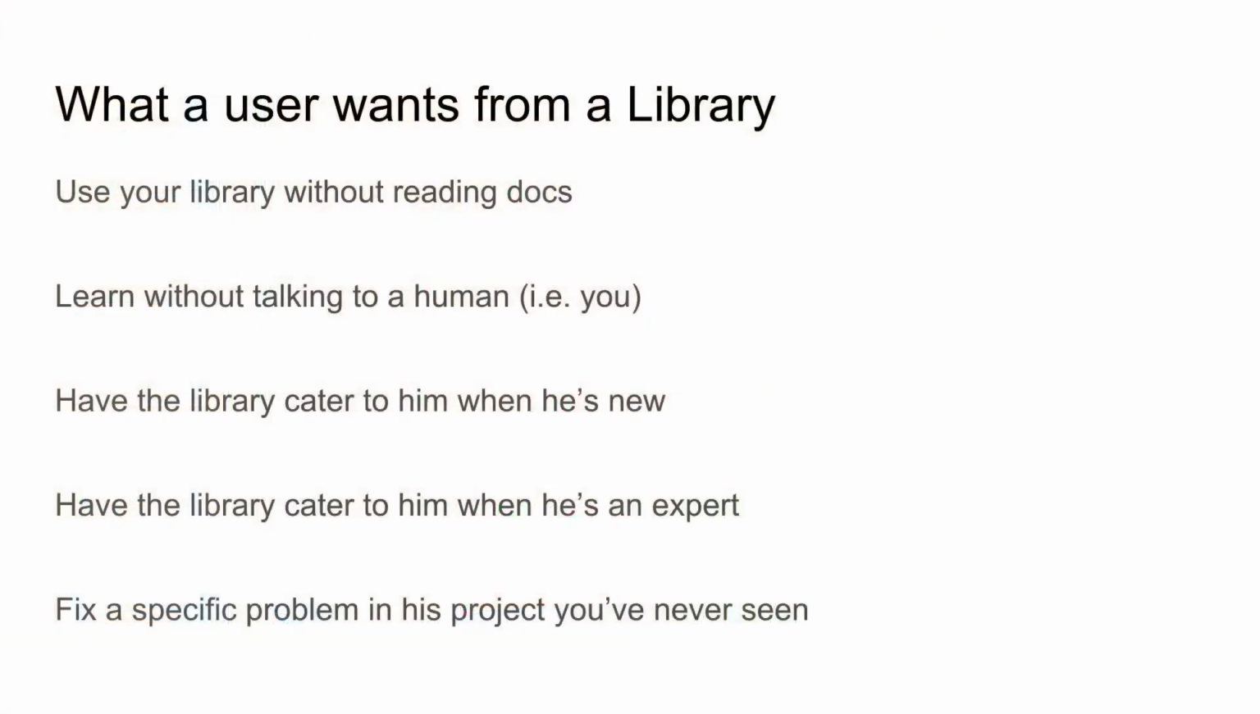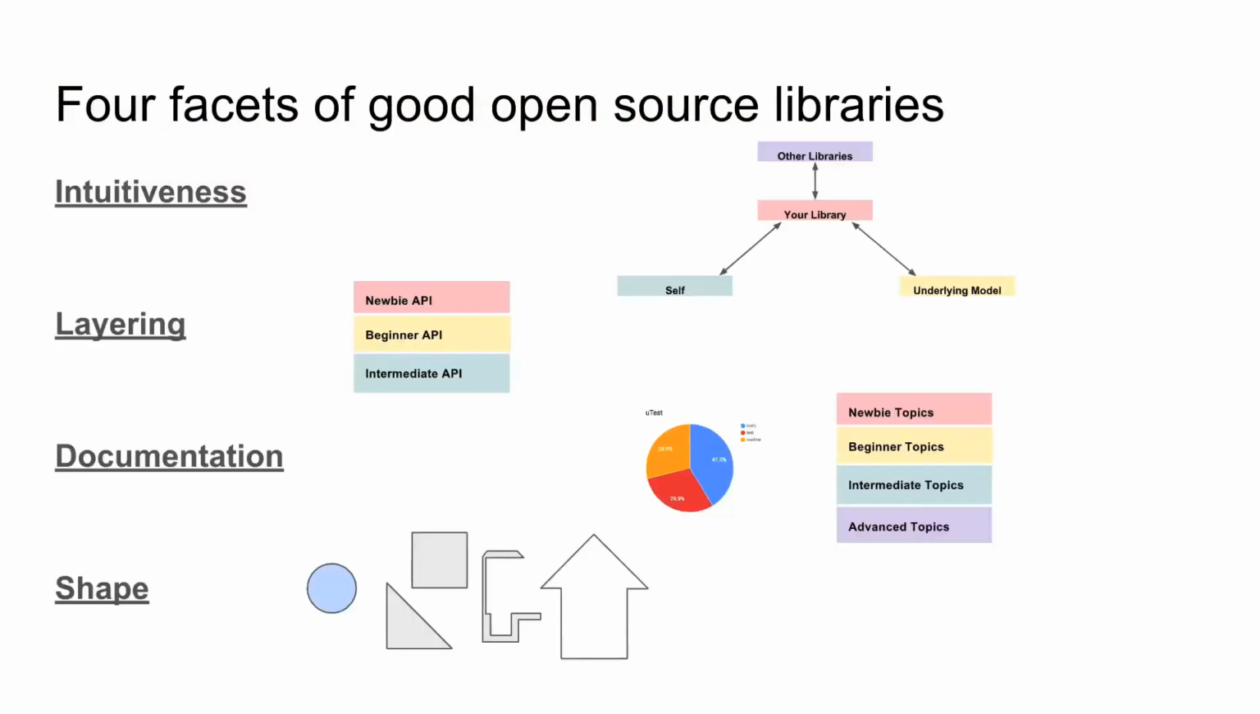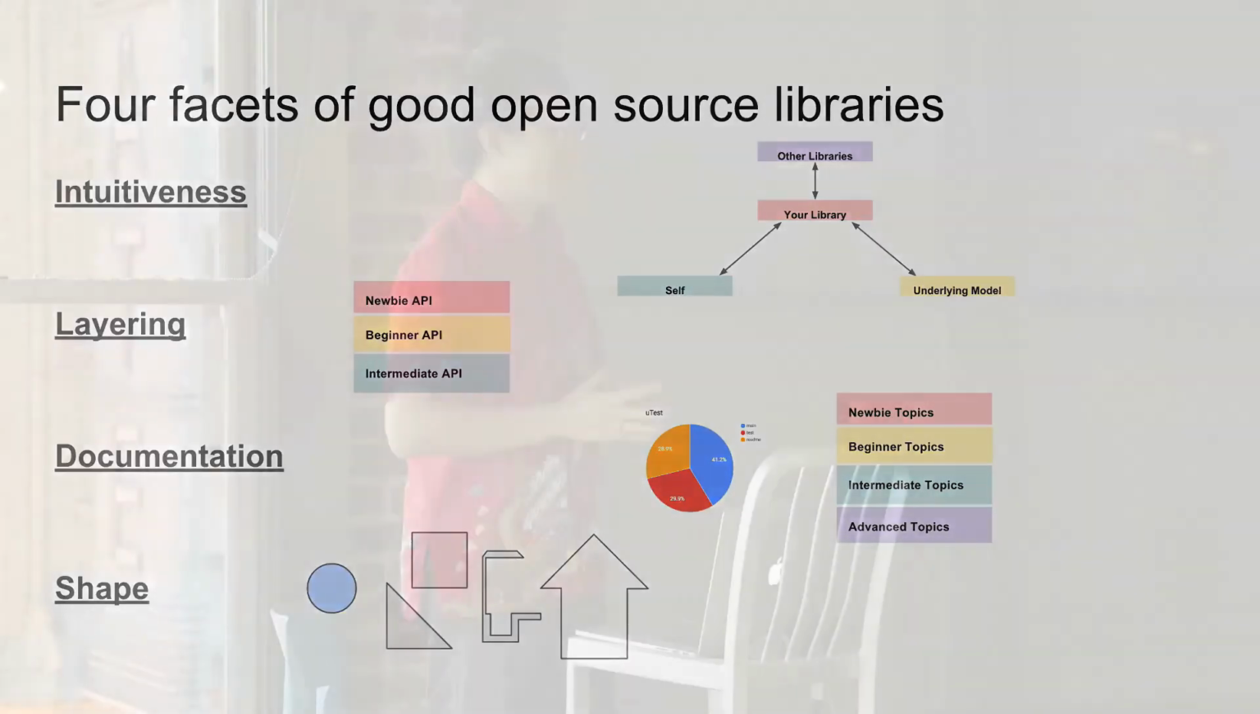And that's something that you can provide without too much difficulty, just with a bit of effort. You can make the library intuitive by making sure it matches what the expected user will have seen before, whether in other libraries, their previous experience, or the underlying model that the library is dealing with. You can layer the library to make sure it works well for newbies and experts. And you can make sure you have enough layered documentation such that people can learn about the library without having to come and ask you on GitHub channel or email.